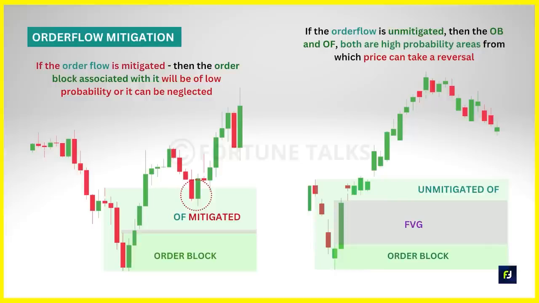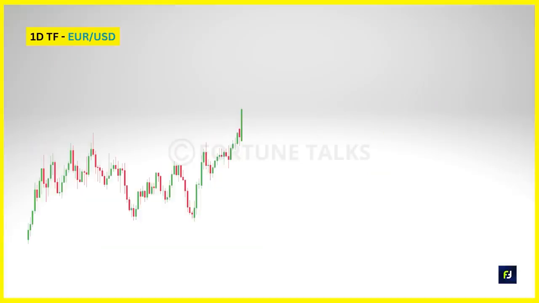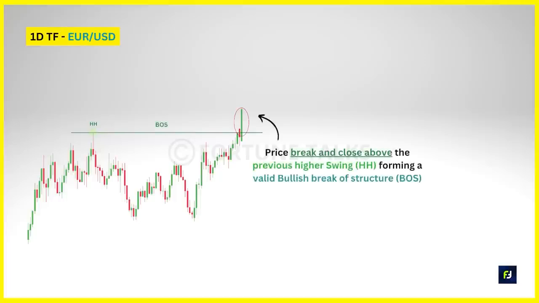Now finally, let us summarize what we have learned. We will consider a bullish market scenario first. This is a one-day time frame of Euro-USD chart, but you can choose any chart on any time frame based on your trading style. Here you can see that the price has managed to break and close above the previous higher swing. So this is a valid bullish break of structure and we can name it. So the first condition is met.